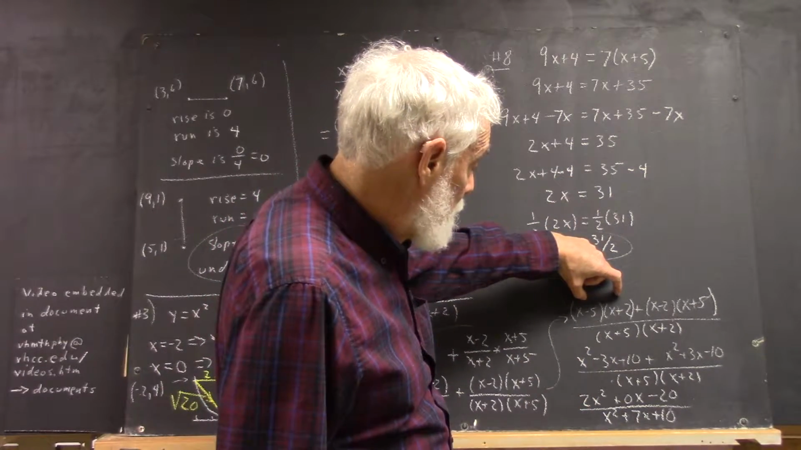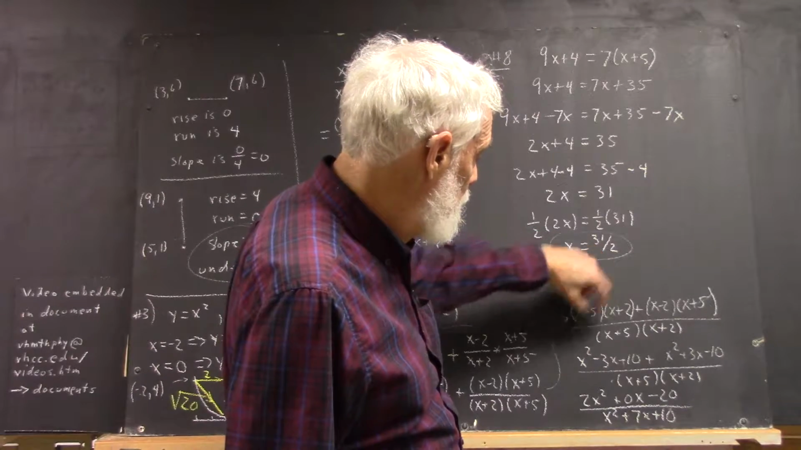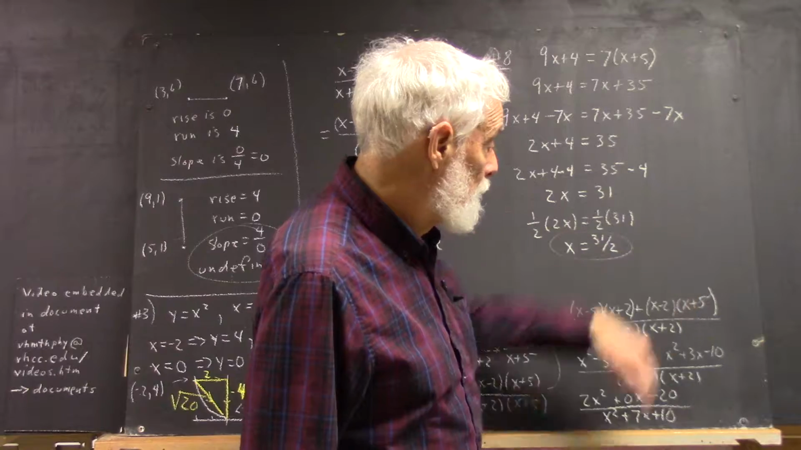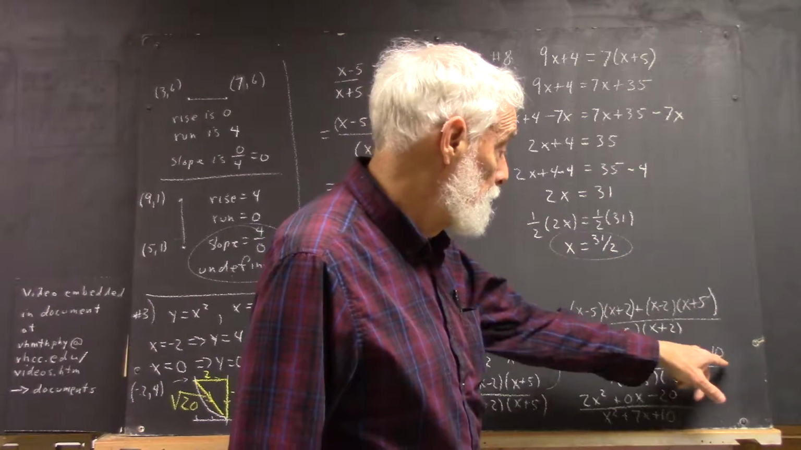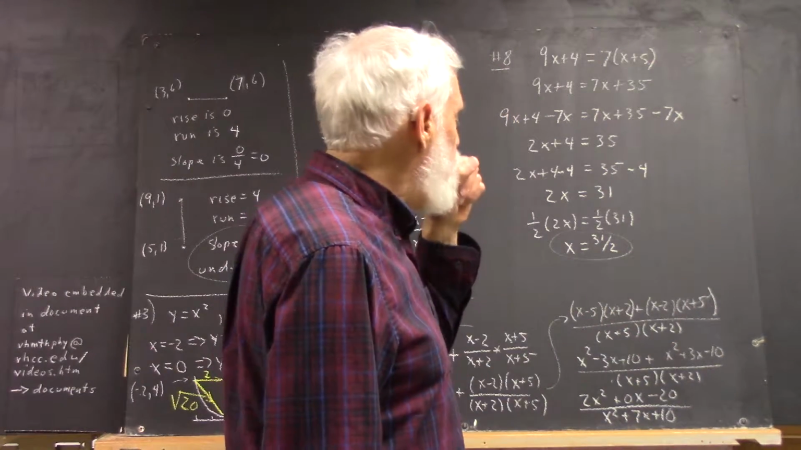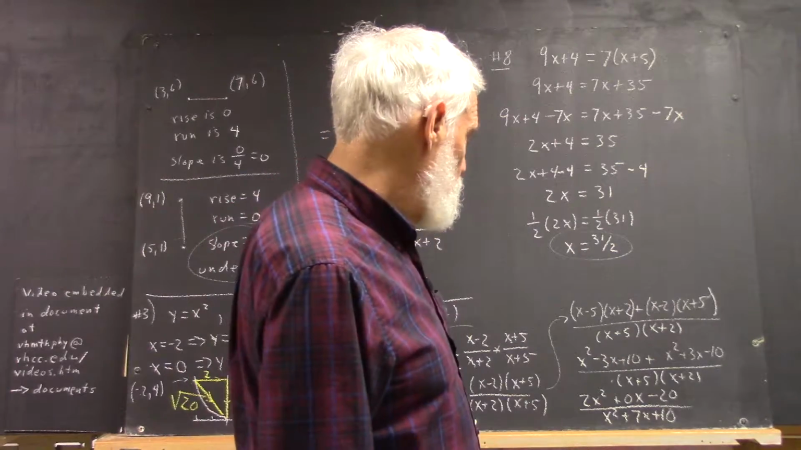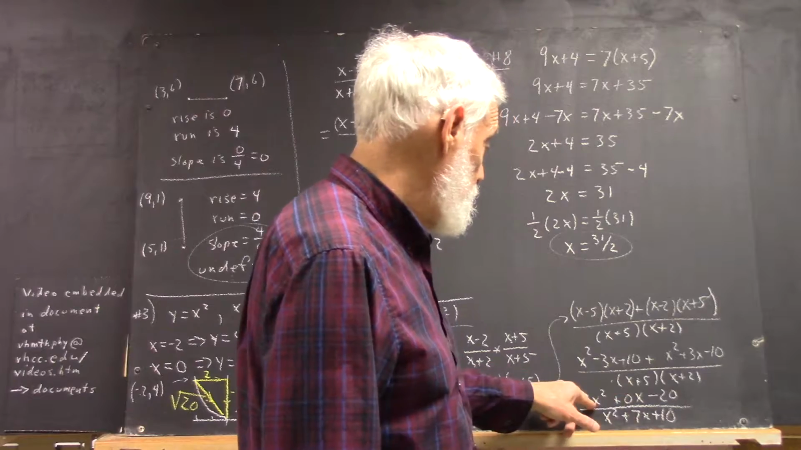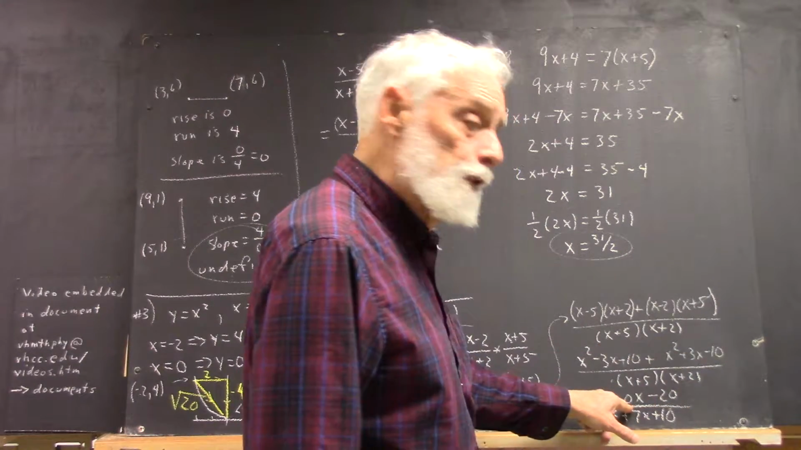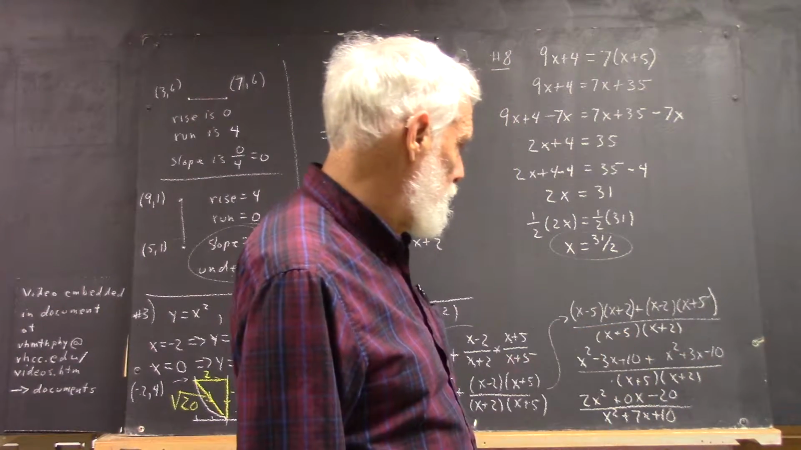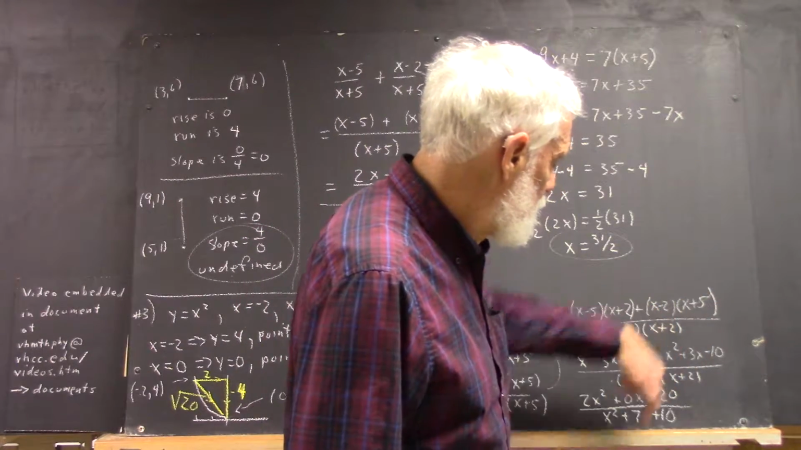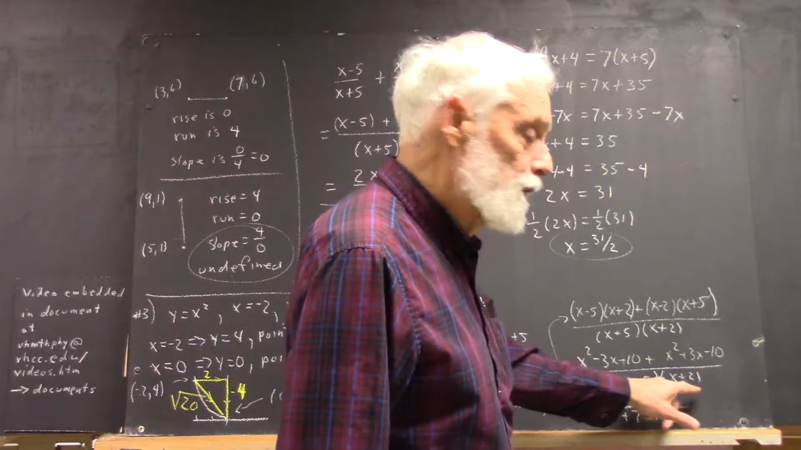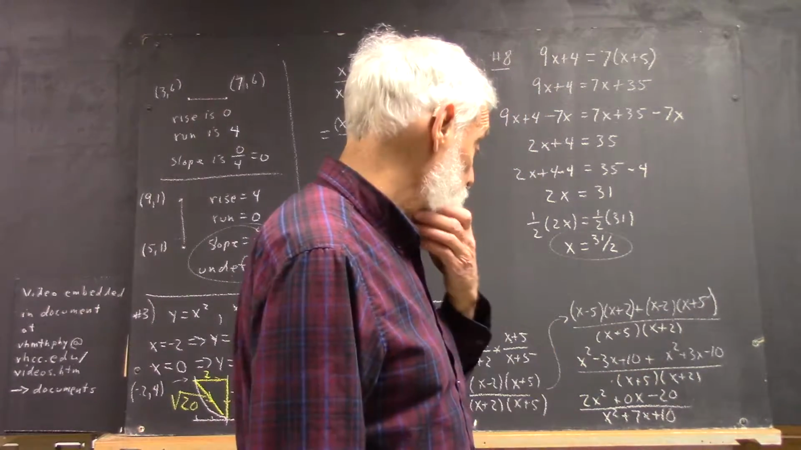So x minus 5 times x plus 2 is x squared minus 3x minus 10. x minus 2 times x plus 5 is x squared plus 3x minus 10. So when we add these up, we end up with 2x squared. Negative 3x plus 3x is 0x, and you don't really have to write that in. And negative 10 and negative 10 is negative 20. And that's over x squared plus 7x plus 10, because that's what you get when you multiply the denominator.